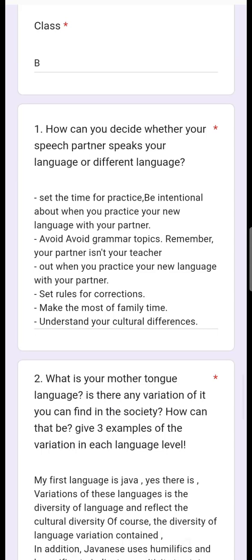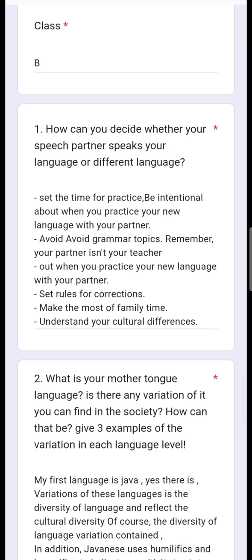Number one, how can you decide whether your speech partner speaks your language or a different language? Set the time for practice. Be intentional about when you practice your new language with your partner. Avoid grammar topics. Remember, your partner is not your teacher.